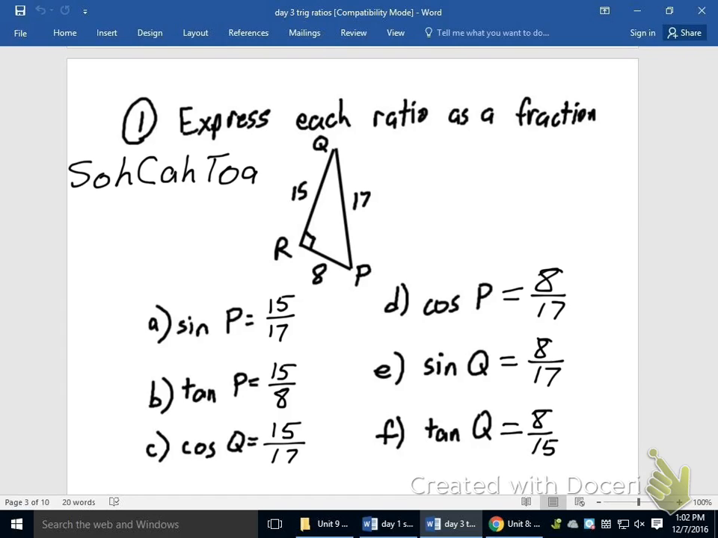And you can see that the tangent of an angle will always be the reciprocal of the tangent of its complement. 15 over 8 became 8 over 15. That's because you're flip-flopping what is adjacent and what is hypotenuse.